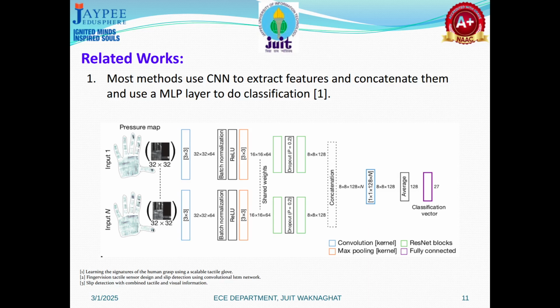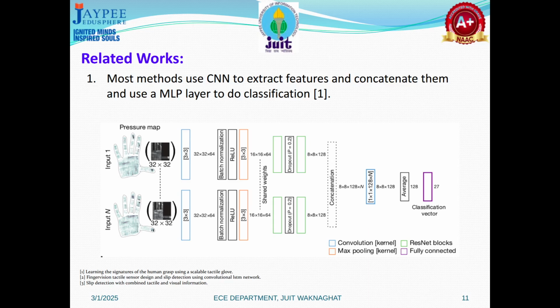So let's go through some of the related work. Many methods usually use a CNN to extract features, and then just concatenate them and use an MLP layer to do classification. They use a ResNet 18 model to get features from all these tactile images, concatenate them, and then use an MLP to do the classification. Here they don't consider any explicit relationship between the different tactile images. They just let the model learn everything.